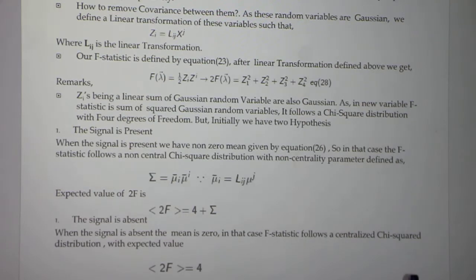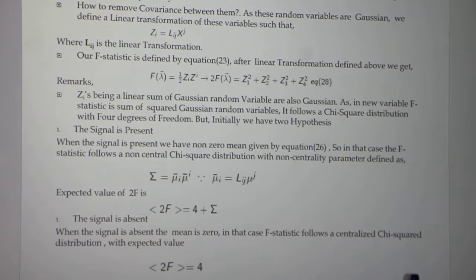But when we have a signal, we don't have a mean equal to 0. In that case we have an extra term, which is basically an expected value, what we call the non-centrality parameter. The technical word for this is a non-central chi-square distribution, and when the signal is absent, we follow the central chi-square distribution.